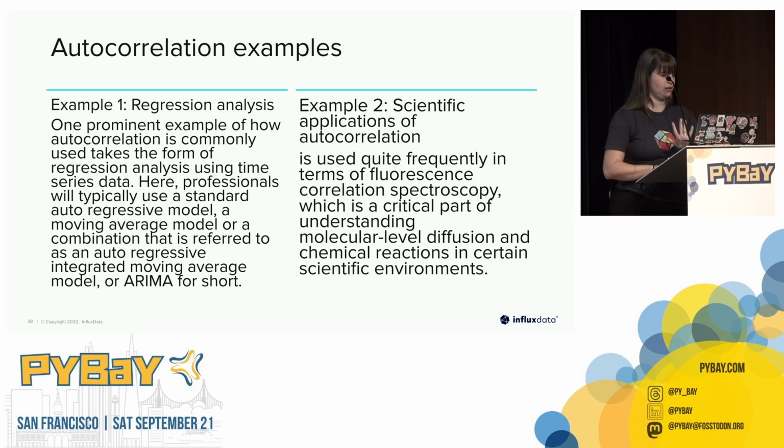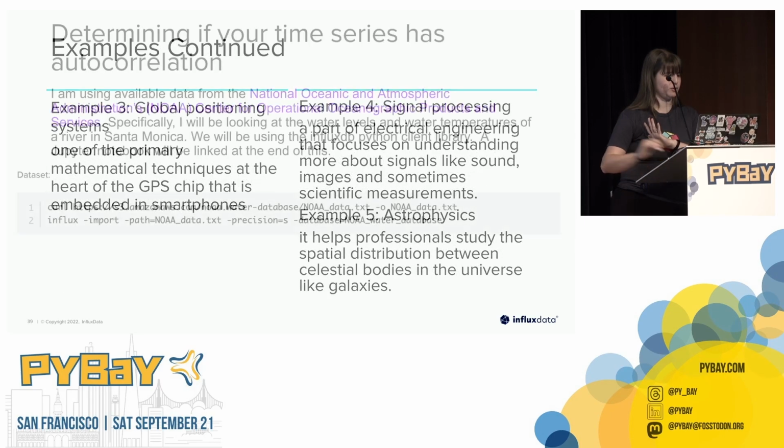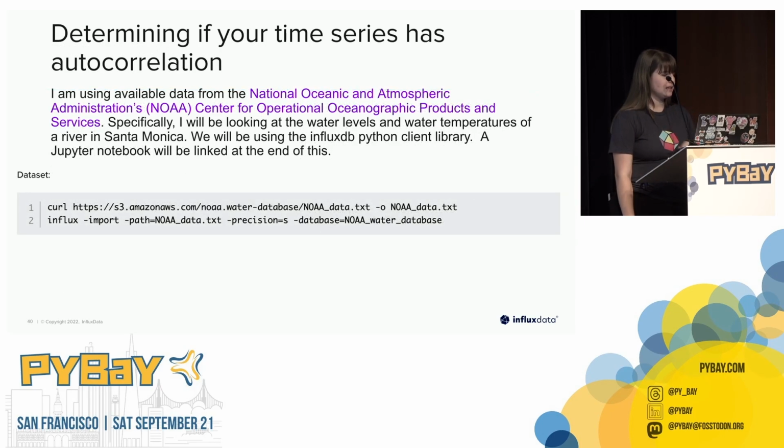These are very long-winded examples. We're just going to kind of skip through this really quick. So what we did for one of our examples is we basically took the National Oceanic and Atmospheric Administration Center for Operational Oceanographic Products and Services. I really like saying that. That is a ridiculously long name. But basically what we're doing is we're looking at water level and water temperature of a random river in Santa Monica. And for this, we're just using the InfluxDB Python client library. A Jupyter notebook is also linked at the end of this for you to take advantage of.